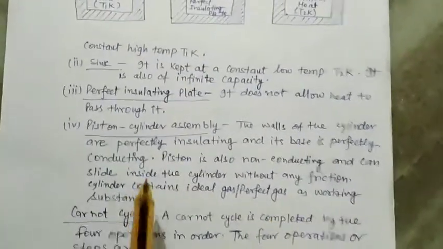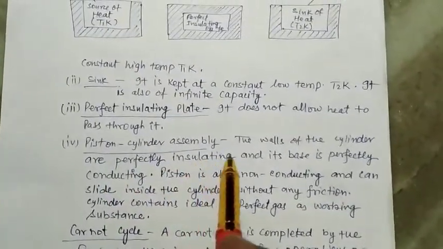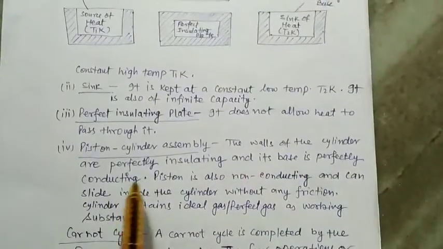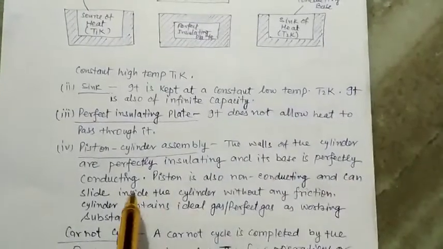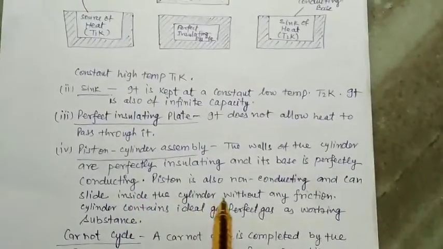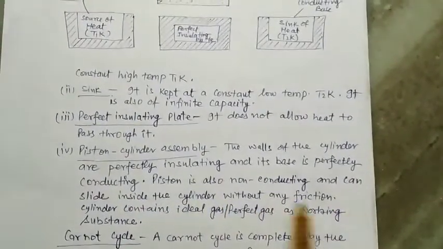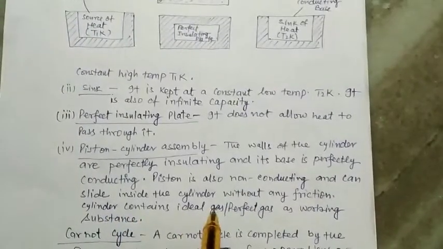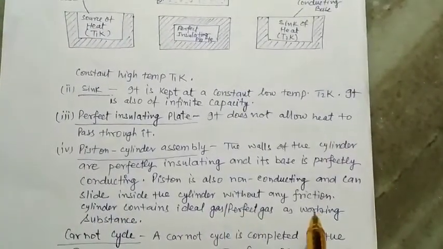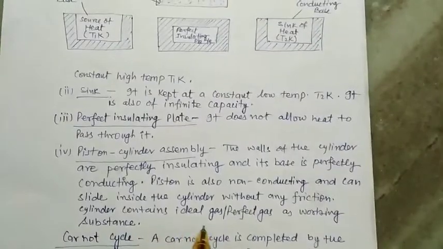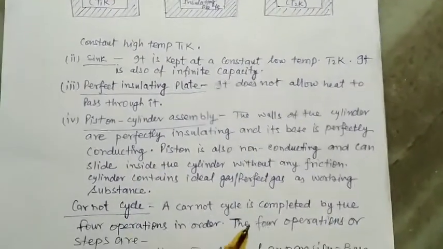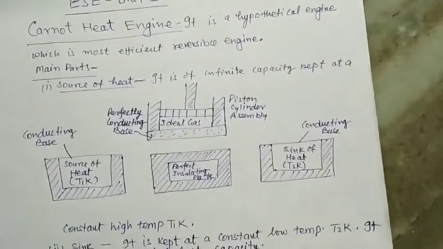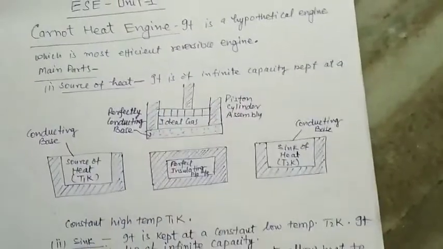Number 4, piston cylinder assembly. The walls of the cylinder are perfectly insulating and its base is perfectly conducting. The piston is also non-conducting and can slide inside the cylinder without any friction. The cylinder contains ideal gas or perfect gas as the working substance. Now we come to the cycle. First of all, we will understand the cycle from this diagram.